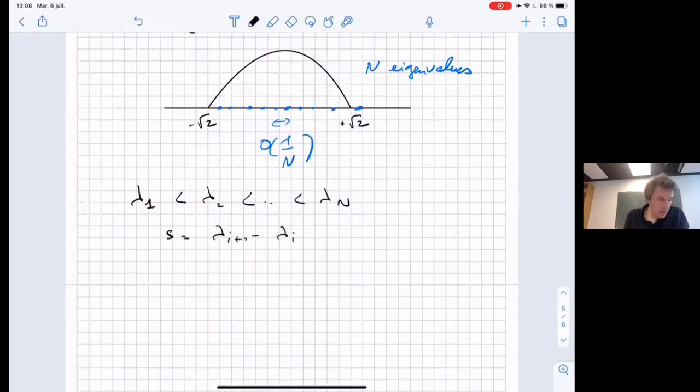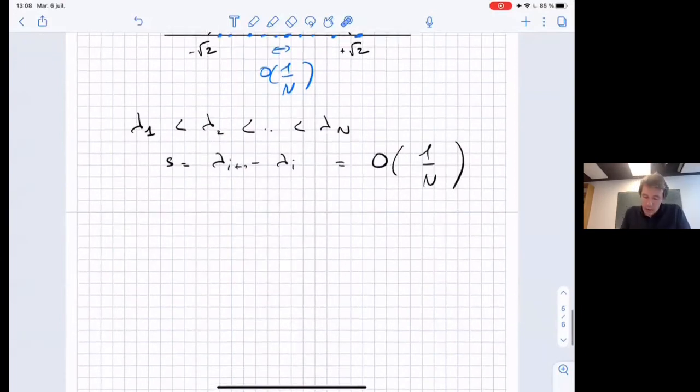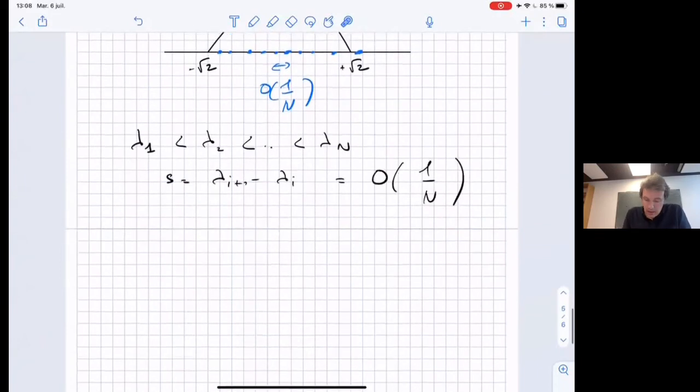Okay. So what I told you, and that's related somehow to one of the questions that was asked, is that this gap can be very small, and it will typically be of order one over n. While, of course, if I take two eigenvalues randomly among this ensemble, say one here and one there, then it's clear that they will typically be of order one. Okay. So the question is, what is the distribution of this S?